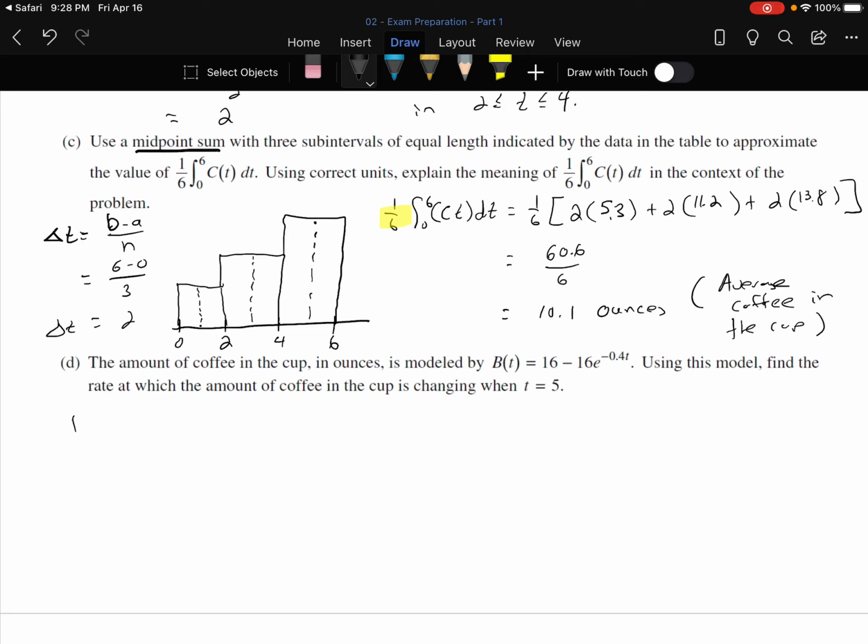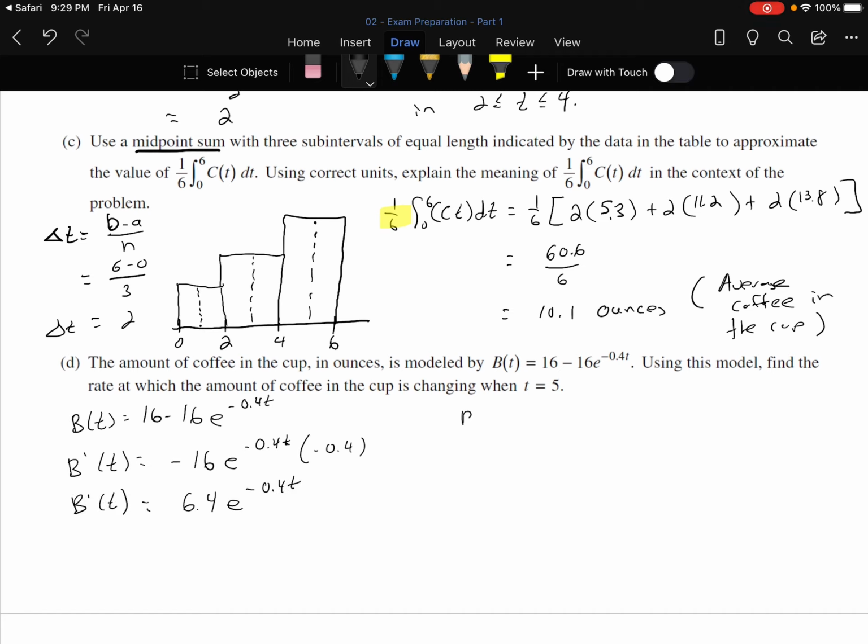So what I've got is b at t equals 16 minus 16 e to the negative 0.4t, and then I'm just finding the derivative here. Derivative of 16 is 0, so the derivative of negative 16 e to the negative 0.4t is negative 16 e to the negative 0.4t, and then multiply that by the derivative of the inside, which is the exponent there, and so what I get is 6.4 e to the negative 0.4t. There's b prime at t.